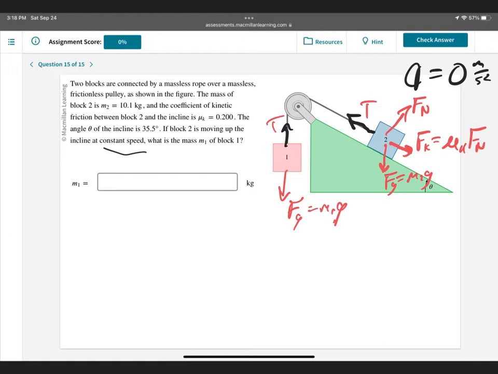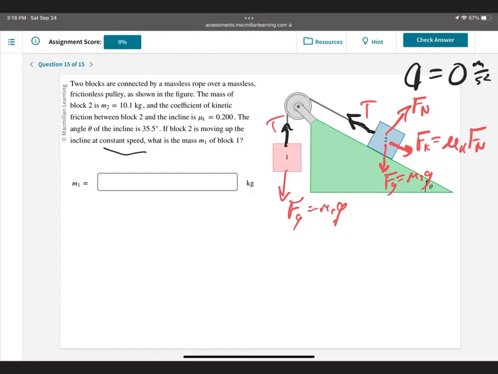I want to point out that if we look at box 2, the tension force, the normal force, and the frictional force are all perpendicular to each other. They're all 90 degrees. The only one that's not in that same set of perpendicular lines is the gravitational force. So here's a little trick for solving problems like this. For box number 1, all the forces are up and down.